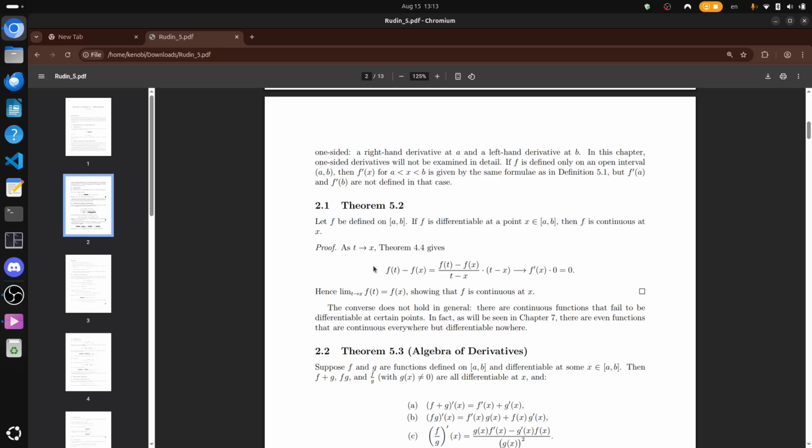Now, the proof is as follows. We know that f of t minus f of x is basically f of t minus f of x over t minus x times t minus x. And as t goes to x, we can take the first factor to be f prime of x, and the second factor goes to 0. So this is basically equal to 0. So the limit as t goes to x of f of t is equal to f of x. That's basically what it's saying, which shows that f is continuous at x.